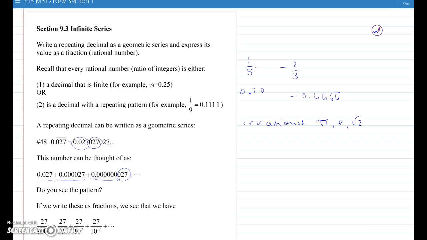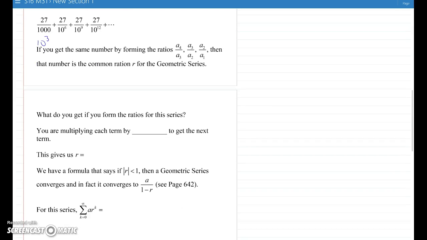So do you see the pattern that if we write these as fractions, I'm going to have 27 over 1,000, which 1,000 is 10 cubed, right? Then I have plus 27 over 10 to the 6th, 27 over 10 to the 9th, 27 over 10 to the 12th. So hopefully you're seeing that there's a pattern that is forming. Now if you get the same number by doing the ratio of the fourth term to the third term, and the third to the second, and the second to the first, then that number that you get is that common ratio R for the geometric series.